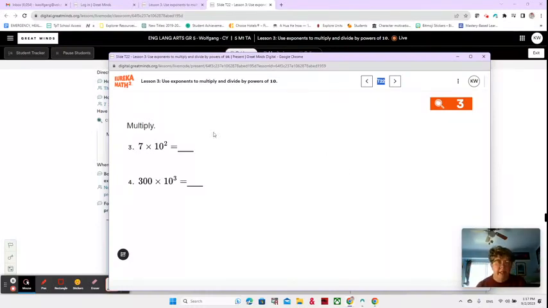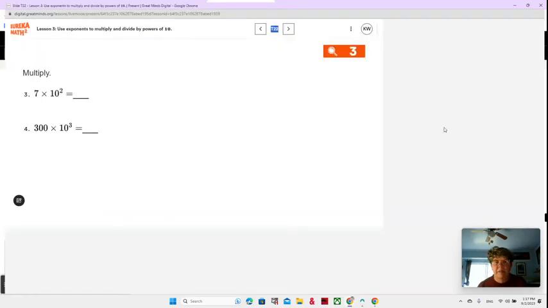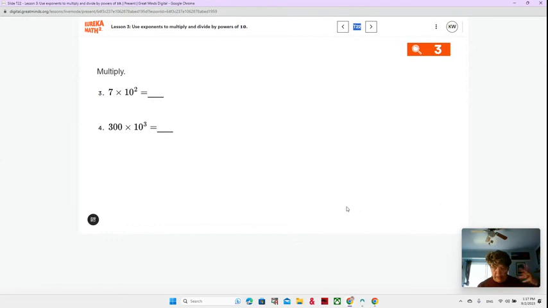All right, here we go. And we are on number 3 on page 29. Lots of threes. And you see 7 times 10 to the second power. Now you might be saying, yikes, there's a 7 in there. I thought we were only using tens. Okay, so now we're kind of stepping another step, and we're going to look at how we can use powers of 10 with other numbers. So how can we write 7 times 10 to the second power using 10 as a factor?